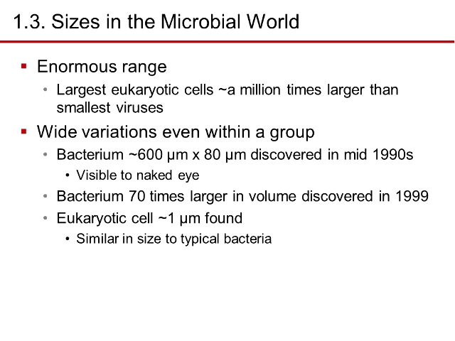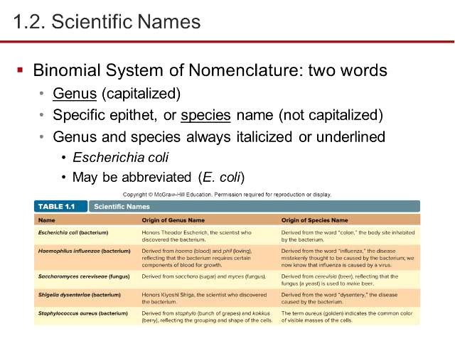Now, the size of the microbial world has an enormous range. The largest eukaryotic cells are 1 million times larger than the smallest viruses, and there are wide variations even within a group. Some bacteria are about 600 nanometers by 80 nanometers; one discovered in the mid-1990s is visible to the naked eye, and another bacterium, discovered in 1909, is 70 times larger in volume. Only one eukaryotic cell is as small as a typical bacterium, but mostly they're much larger, like I said.